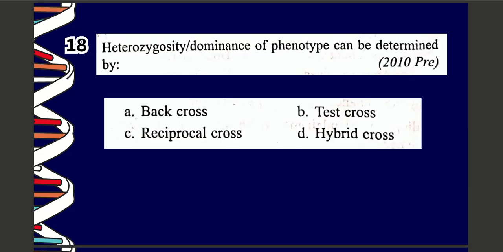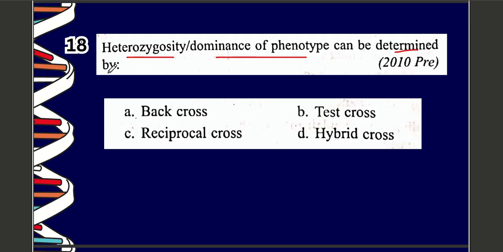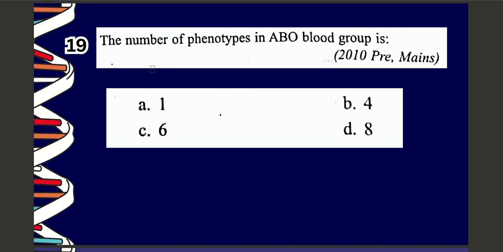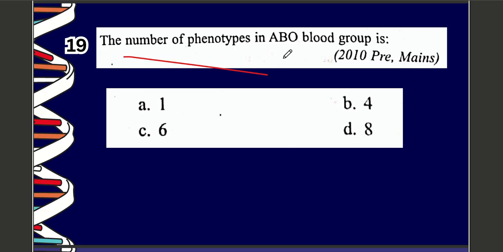Next question. Question number 18. Heterozygosity or dominance of phenotype can be determined by A. Back cross, B. Test cross, C. Reciprocal cross, D. Hybrid cross. The correct option is option number B, which is test cross. Next question. Question number 19. The number of phenotypes in ABO blood group is A 1, B 4, C 6, D 8. The correct option is option number B, which is 4.